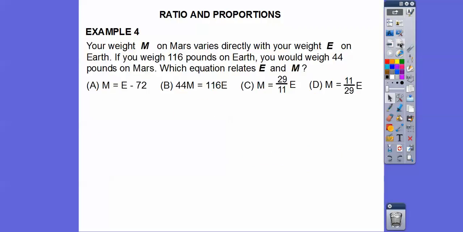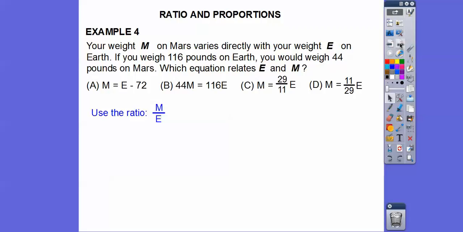Okay, your weight m on Mars varies directly with your weight e on Earth. If you weigh 116 pounds on Earth, you would weigh 44 pounds on Mars. Which equation relates E and M?